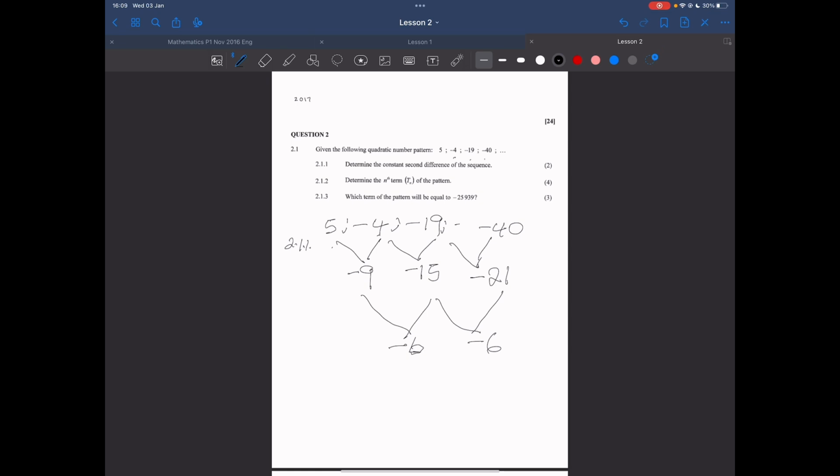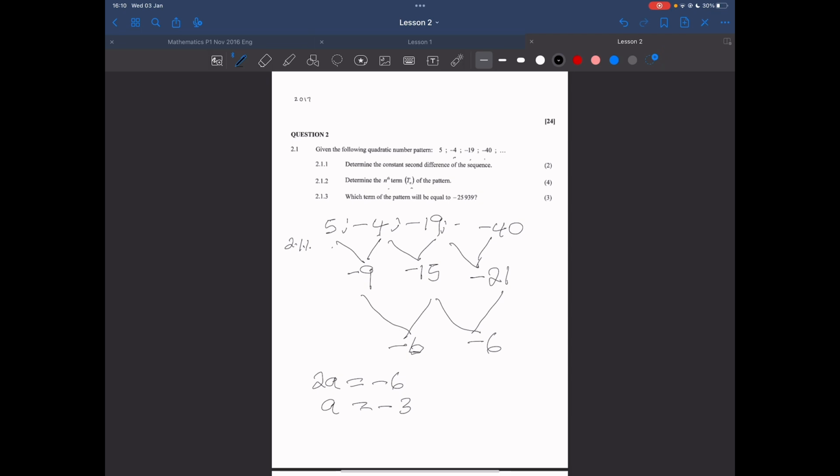So that was 2.1.1. So let's look at 2.1.2. This one has 4 marks. So we want to get the nth term. So that's 4 marks. So remember what we did. We said that we start with A. So we can simply say 2A is the second common difference, which in this case is negative 6. And then we divide by 2. And we get a negative 3. So we have our A, and then we can go to B.